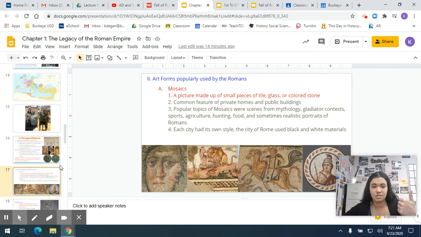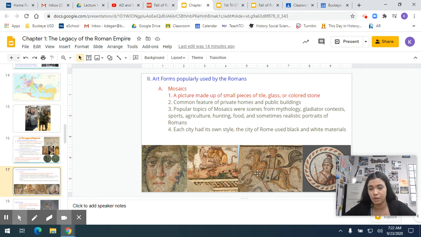First, we have mosaics. These are pictures made up of smaller pieces of glass and tile or colored stone. If you look at these mosaics, you can see the little pieces, right? Super cool. It seems super tedious. I probably don't have the patience to make a mosaic. But it was a common feature of private homes and public buildings, so you would have seen this throughout the Roman Empire. Popular topics of mosaics were often scenes from mythology, gladiator contests, sports, agriculture, hunting, food, and sometimes realistic portraits of Romans.